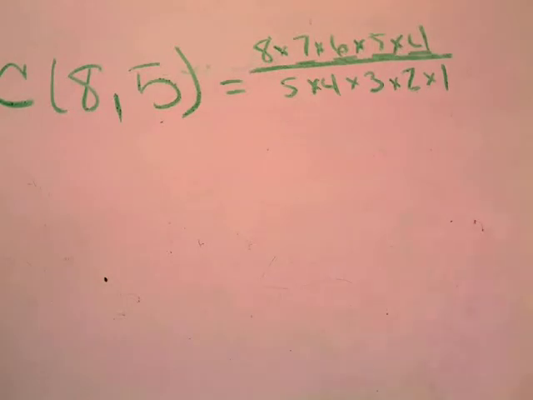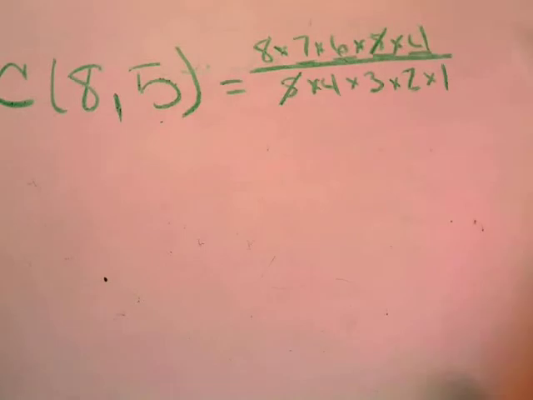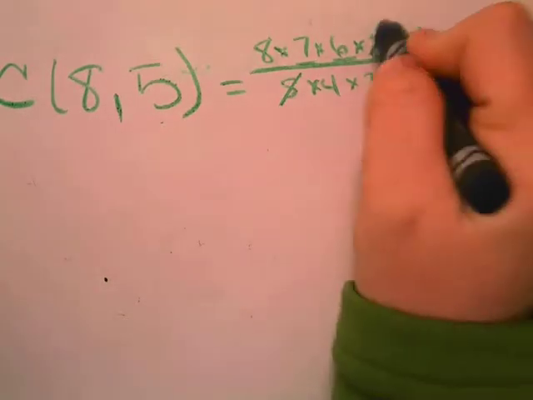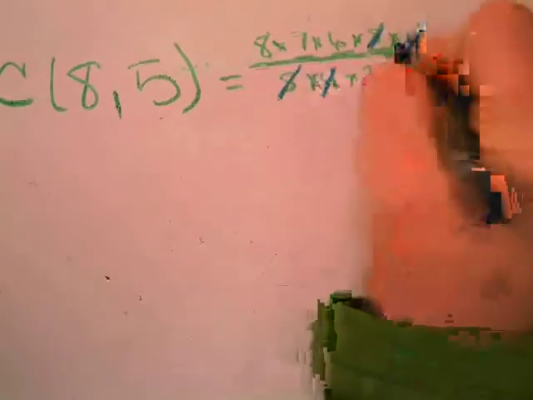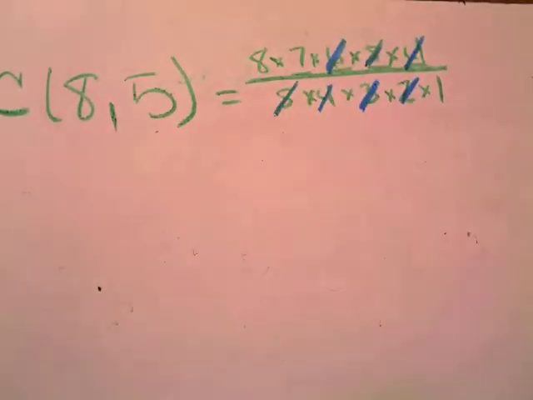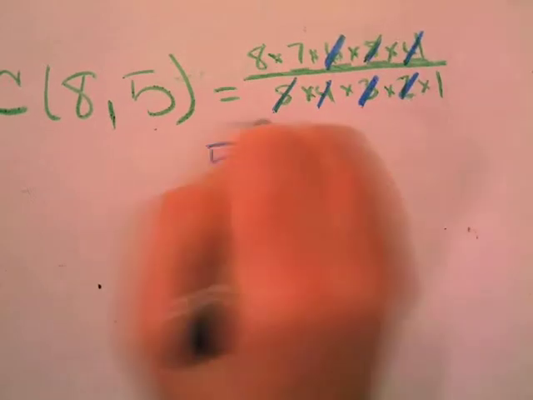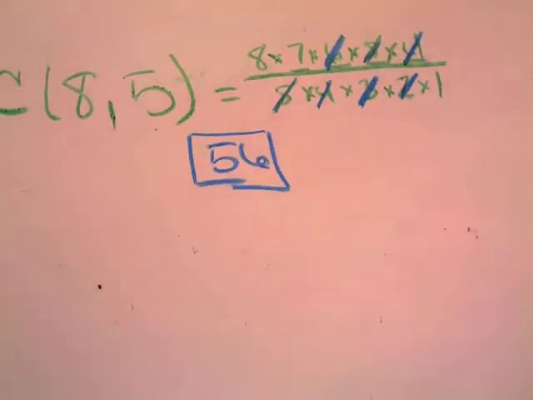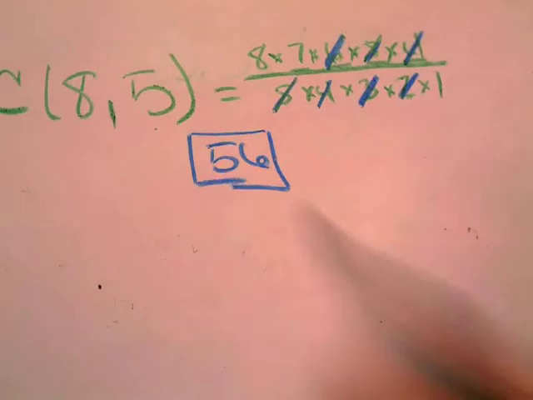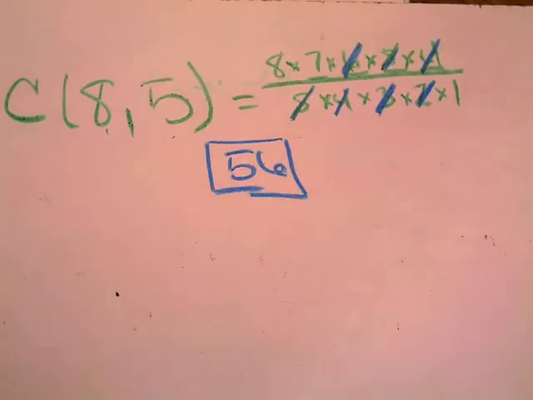So now we want to see, can we do some cross cancellation? We can cancel out the 5s. We can cancel out the 4s. We can cancel out 3 and 2 to get 6. Now we're left with a much simpler problem to solve. 8 times 7 is 56. 56 over 1 is 56. So there are 56 possible combinations when there's 8 objects arranged in 5 slots where order doesn't matter.